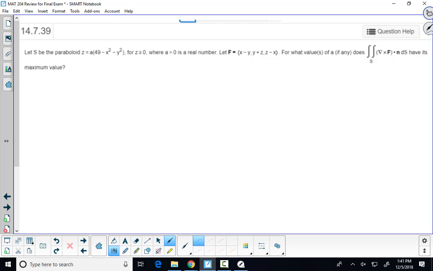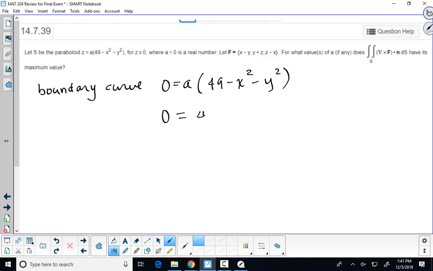So boundary curve is found by letting z equal 0. And if we let z equal 0, doesn't that mean we can divide by a? Totally. Divide by a. So what that tells us is that a does not affect the boundary curve. So this tells us that our boundary curve for every single value of a is a circle of radius 7 centered at the origin. Does not change.